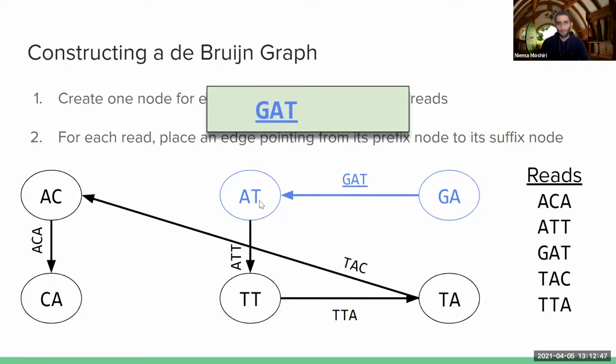Then the next link that I follow, AT to TT, is labeled by ATT. So I'm just going to take the last letter, T, and add it to the end. The next one is TTA, so I'm going to add an A. Then the next one is TAC, so I'm going to add the last letter, C. And then the last one is ACA, so I'm going to add the last letter, A. And I've now reconstructed my original genome sequence. So, Gattaca, I don't know if you've seen it, it's a great movie. But this was actually the hidden sequence that all of these reads came from.